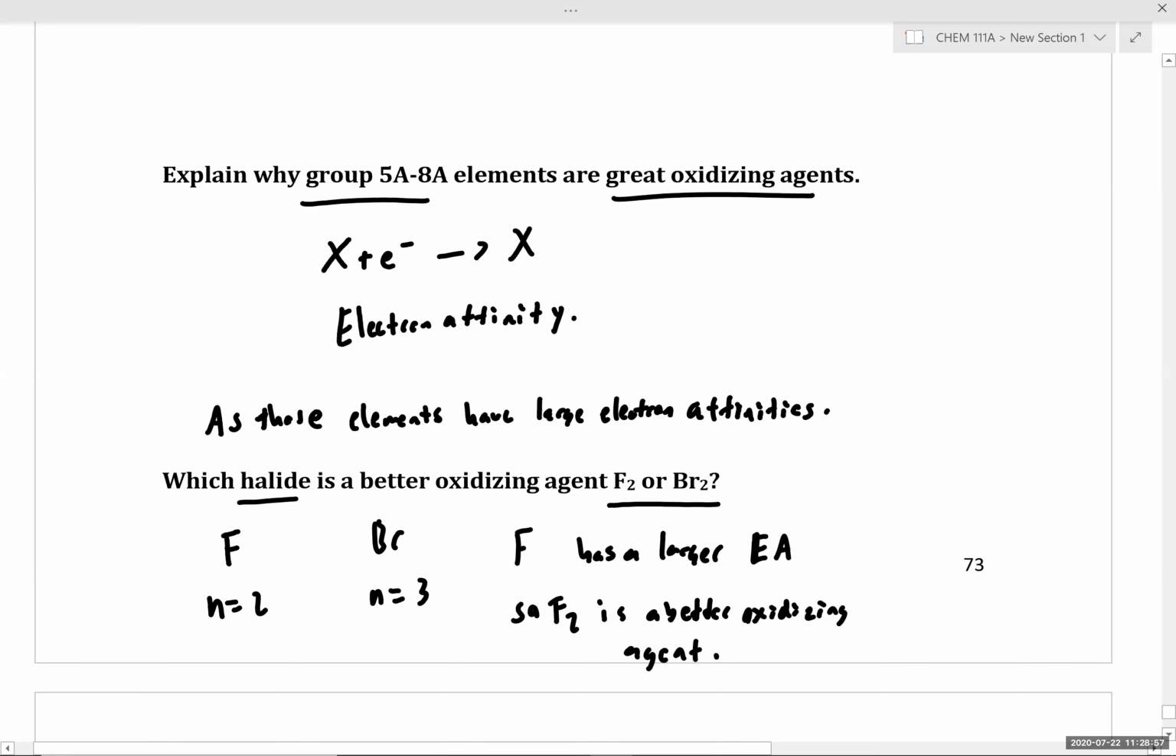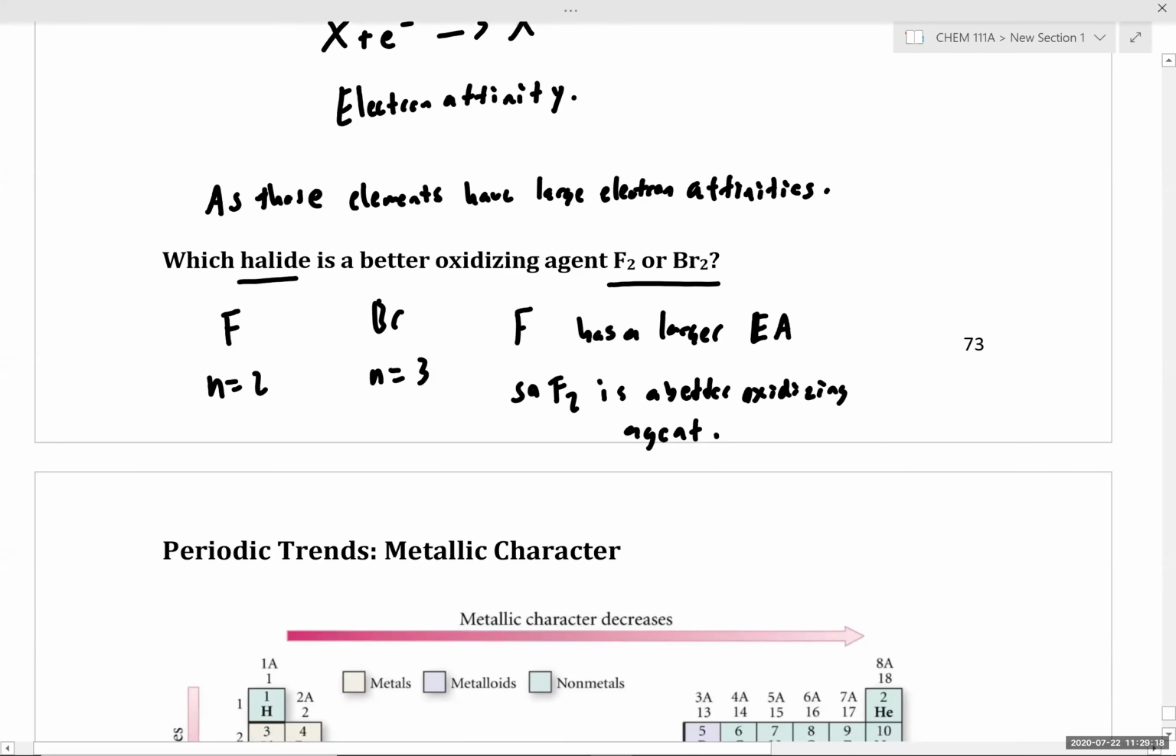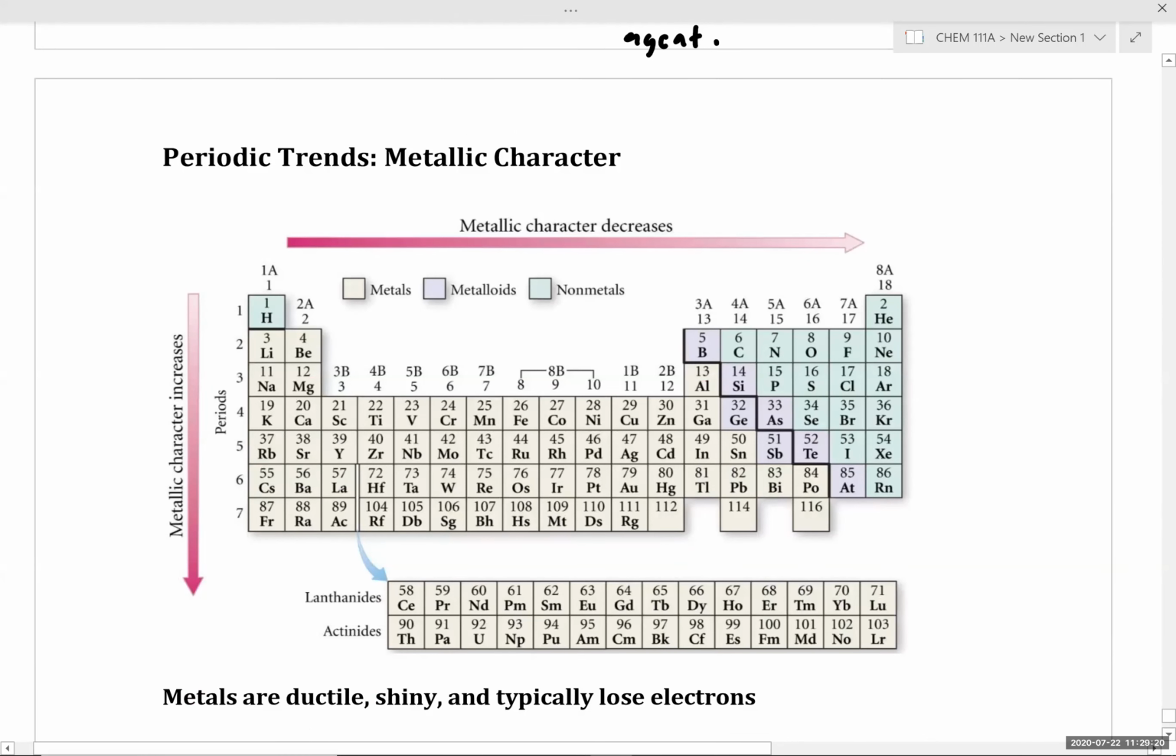There's a little more nuance to this idea of oxidizing and reducing agents, but I found this is a great connection to this idea of periodic trends and reactivity. Any questions on this example? If not, let's keep going and let's talk about periodic trends in terms of metallic character.